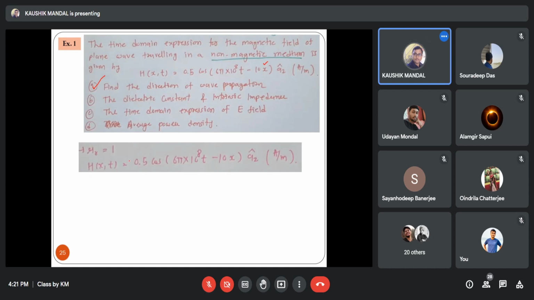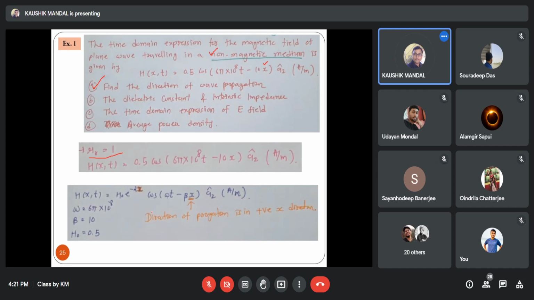H(x,t) equals this, and since it is a non-magnetic medium, mu r equals 1. Once again, we have considered the basic equation given here, 0.5 cos of this. Now the basic expression of a magnetic field propagating in the x direction will be H0 e to the power minus alpha x cos of omega t minus beta x, in the Az direction. So what will be the direction of propagation? That is in the positive x direction.